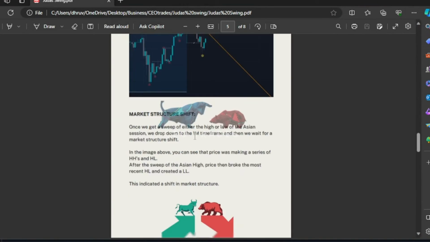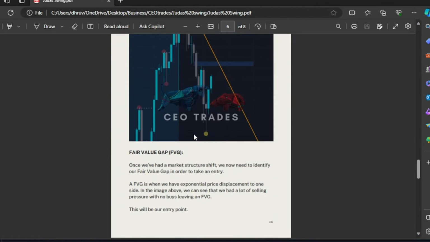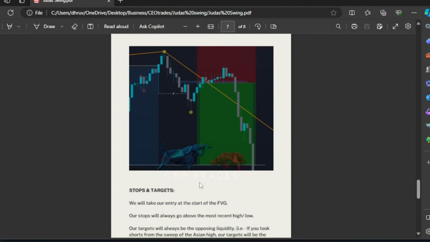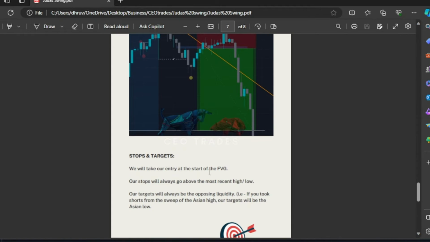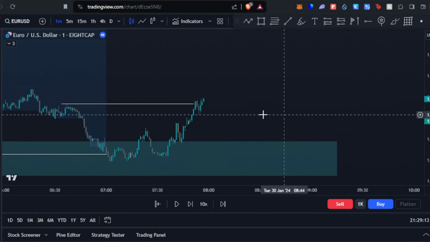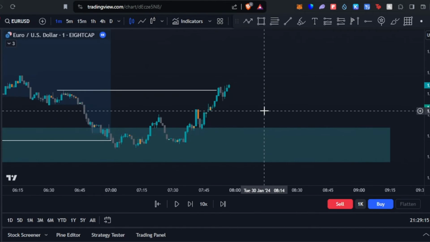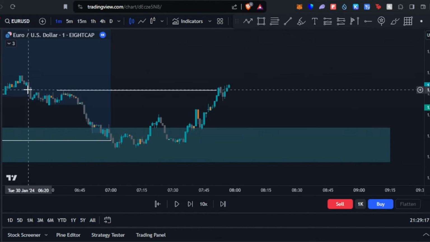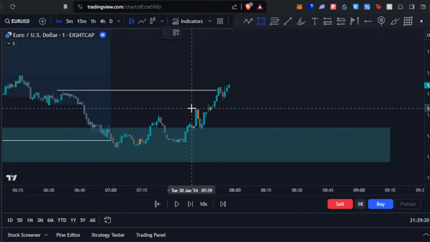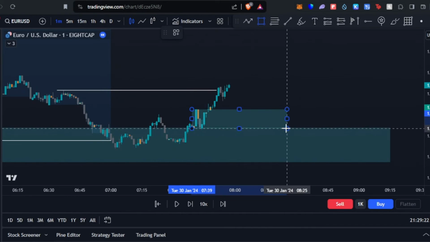And now we can go back to our framework, and our framework says that our next step is to identify our fair value gap. Now, our fair value gap is going to be where we take our entry. And once we've identified our fair value gap, we put our stops at the most recent high or low, and our targets will always be the opposing liquidity. So let's jump onto the charts. And in today's instance, or in this trade's instance, what I actually did was mark out this entire order block right here.